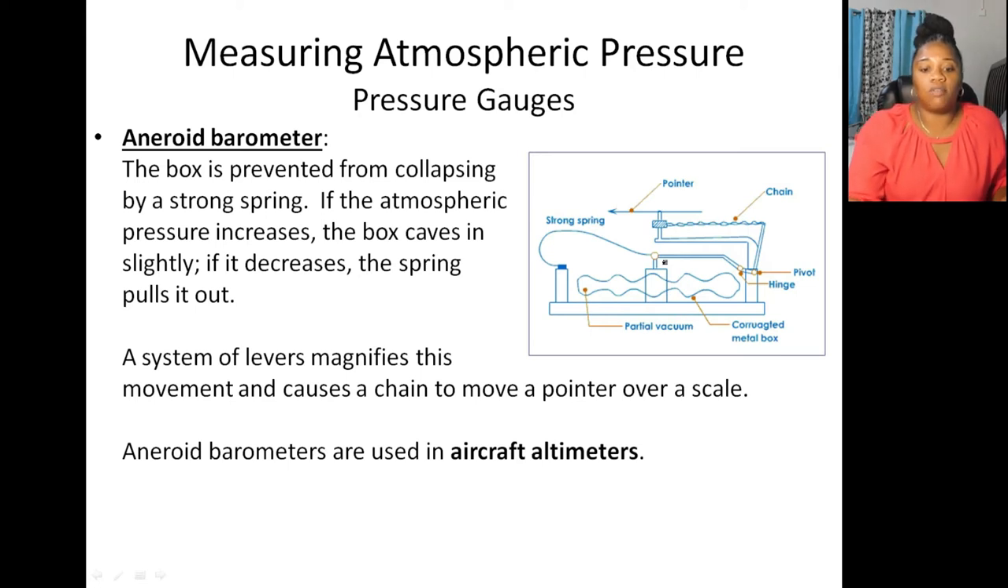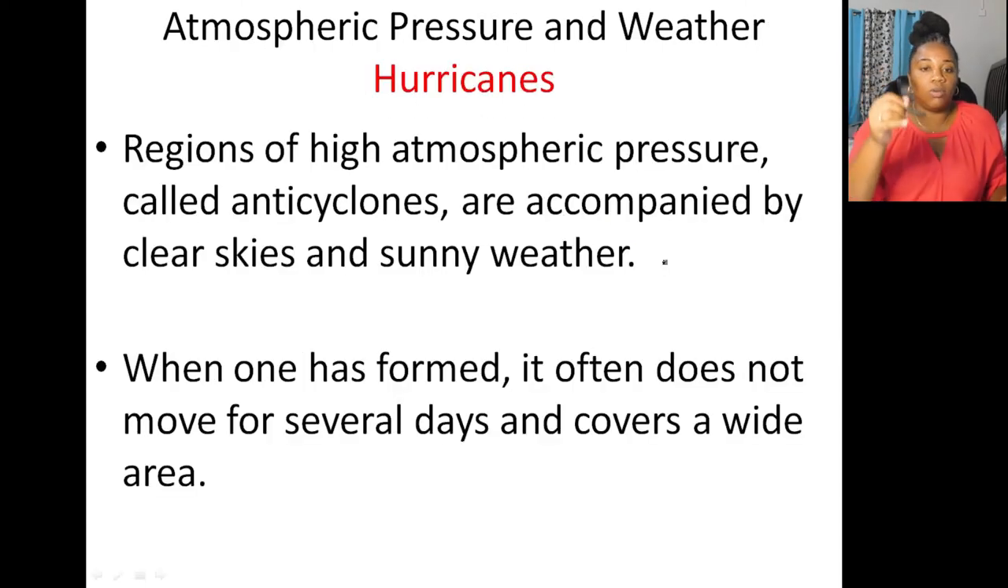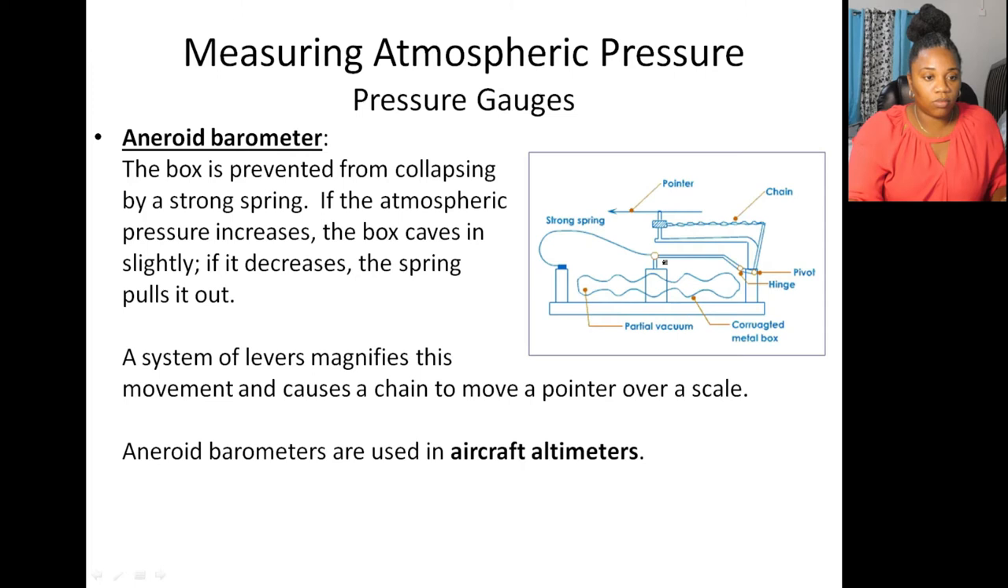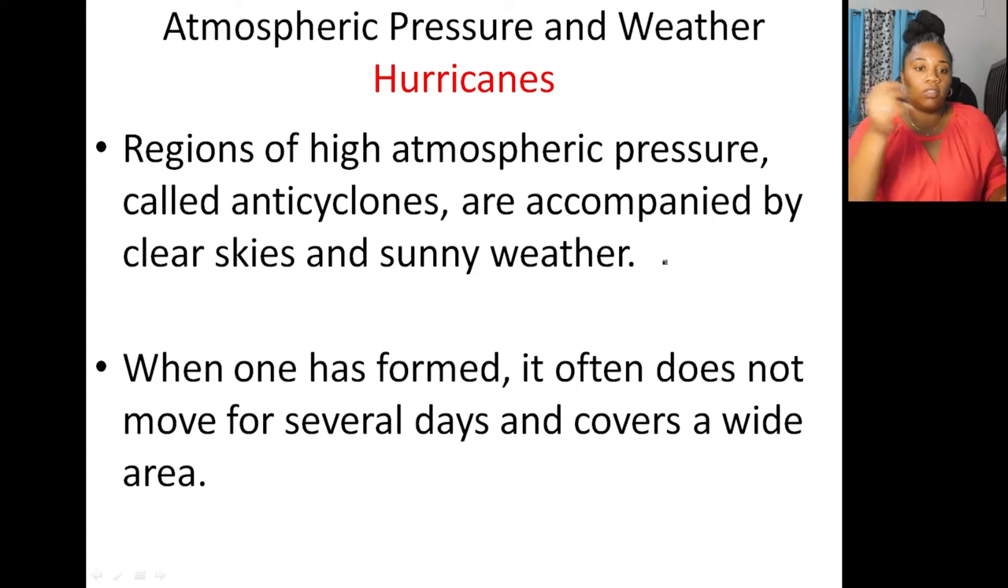It's used in aircraft altimeters, meaning the higher up you go, the less pressure you would feel. So that would determine how high you are. Again, higher up, less pressure. With this one, if you go higher up, then the box won't cave in. If you're coming down, it will start to cave in, right? Because remember, the pressure would increase as you fly back down to earth, because there's more air and a larger air column acting on whatever is inside the plane.